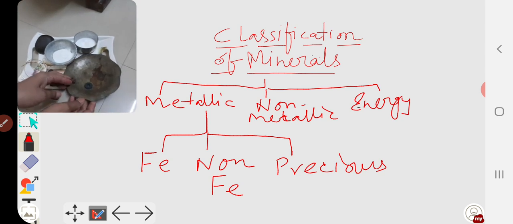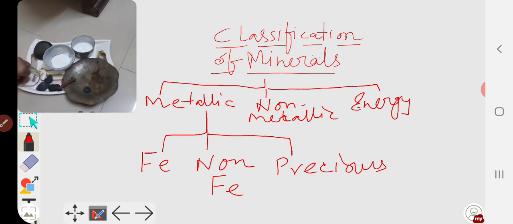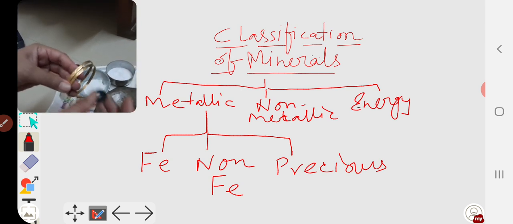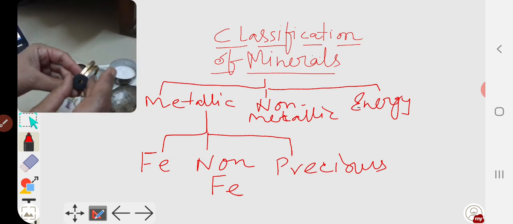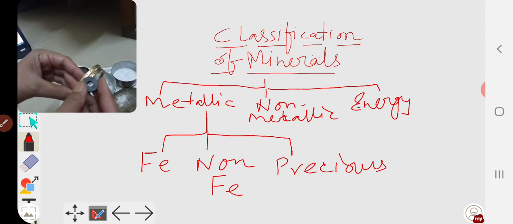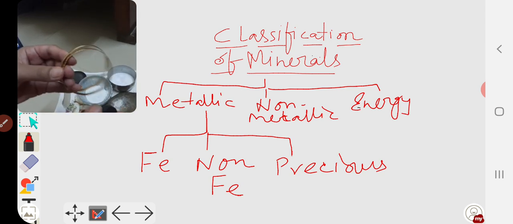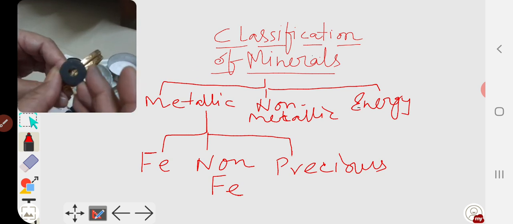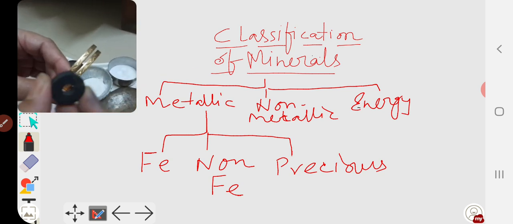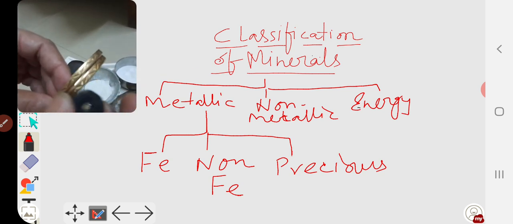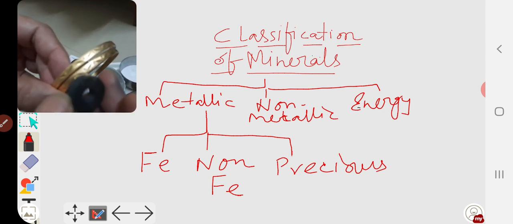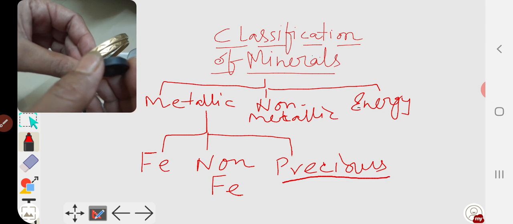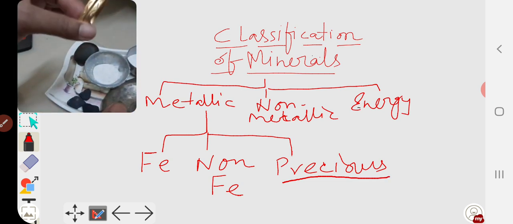Now, you can see here it is also a metal. Just check it out. Here also there is no contact with the magnet. It's a gold bangle. I am putting this magnet over here, and it's not coming in contact. So what does this indicate? It is a metal, but it does not have iron content. So the ones we got are metallic minerals.